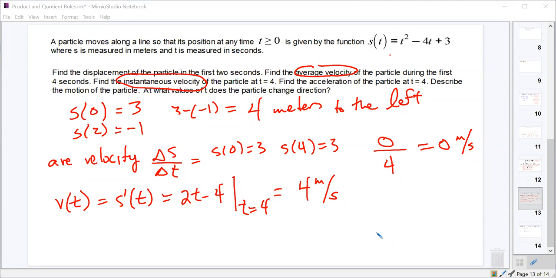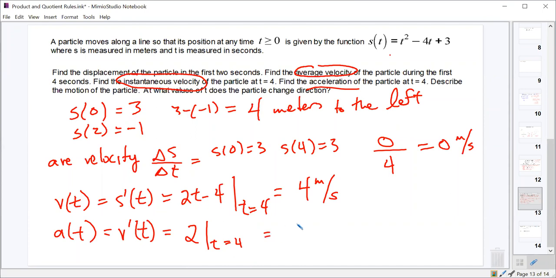Yep. All right. Let's find the acceleration of the particle. So the acceleration should be the derivative of the velocity function, and that's just 2. So if I take 2 and evaluate it at t equals 4, what do I get? 2 meters per second squared. 2 meters per second squared.